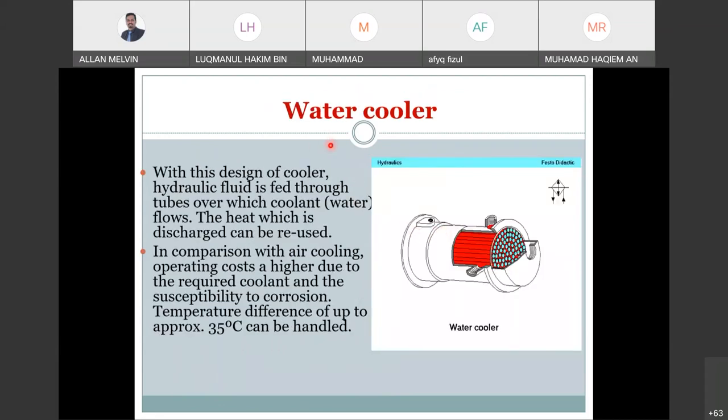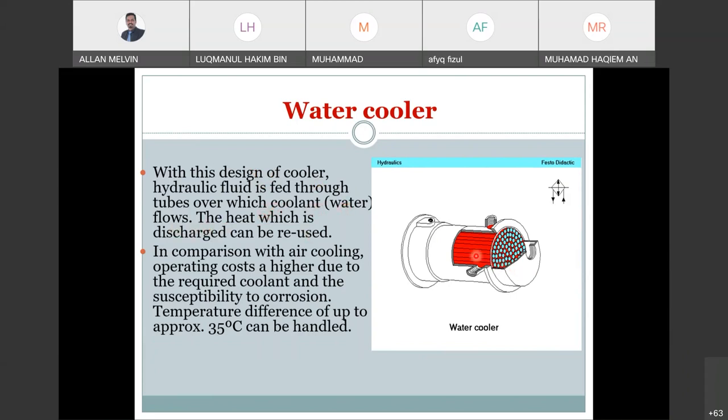So the water cooler. With this design of cooler, hydraulic fluid is fed through tubes over which coolant flows. So you use coolant. In continental cars here, slowly the coolant is in, you can have a water cooler system. In most normal cars you can have an air cooler. Yeah, so you are using coolant.